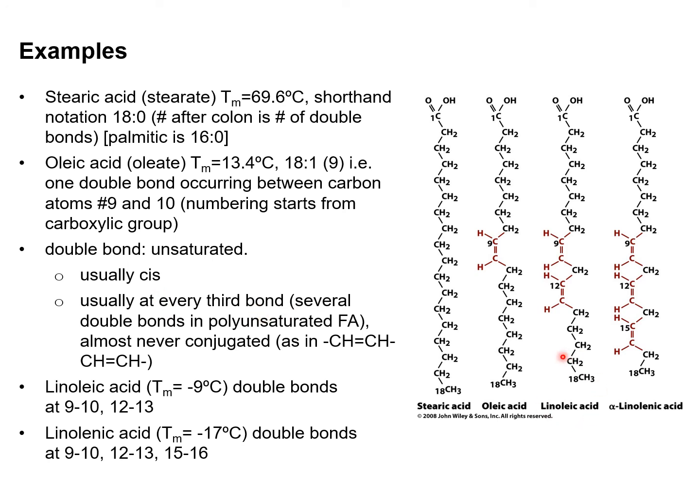The third fatty acid that we're looking at here is linoleic acid, and its melting temperature now is -9 degrees C. Again, much lower than both stearic acid and oleic acid, and it is because of those double bonds, of which you have 2 here, between 9 and 10 and 12 and 13. And the last one is linolenic acid, whose melting temperature is even lower, and it has 3 double bonds: 9, 10, 12, 13, and 15, and 16.